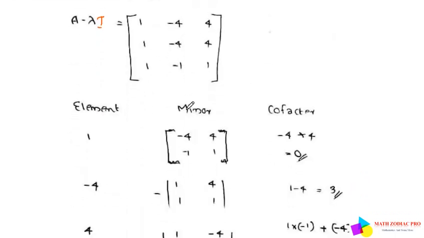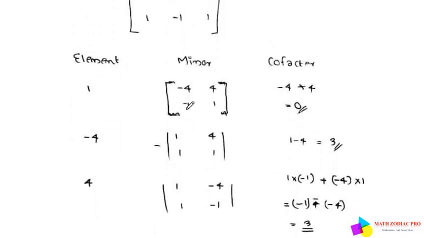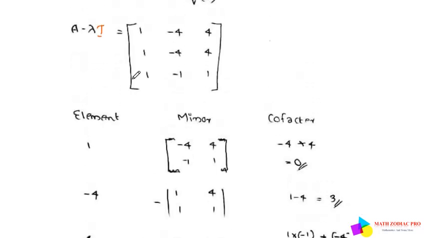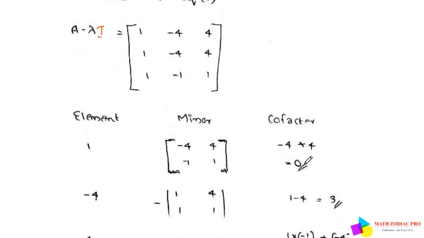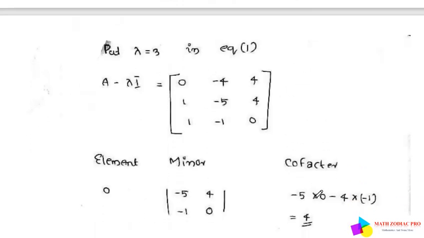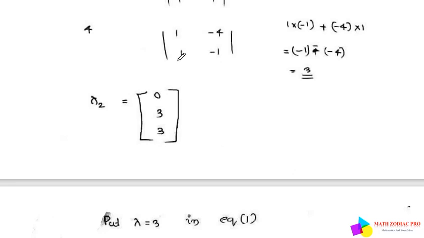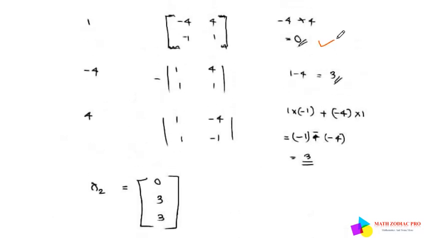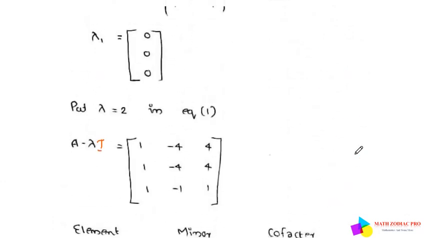Here also we find the cofactor and minor. For the first element, we get the cofactor 0. The next one, minus 4, equal to 3. And the final one, 4, equal to 3. So lambda 2 equal to 0, 3, 3.